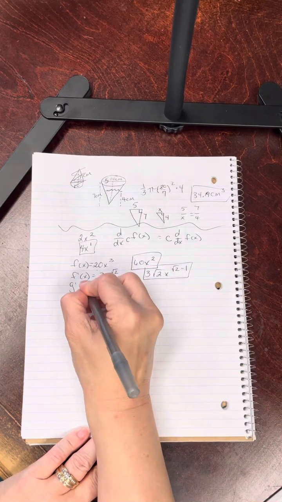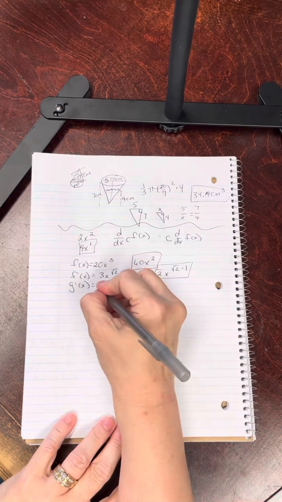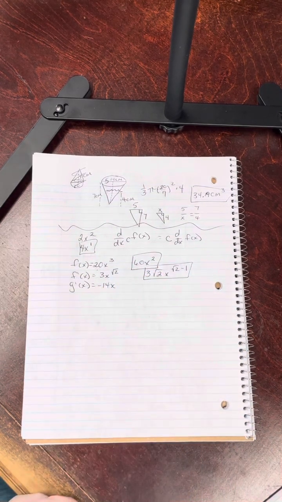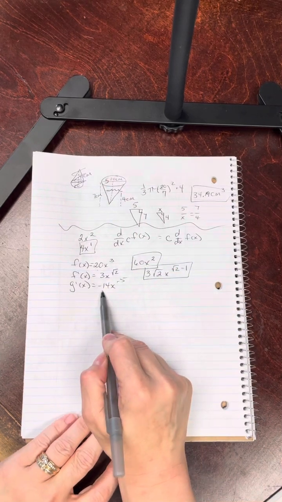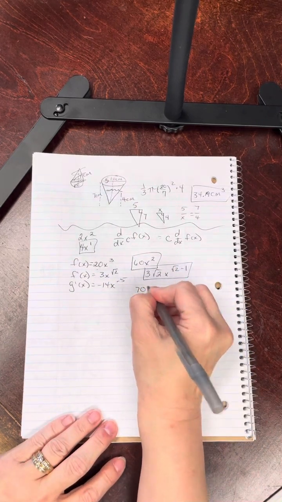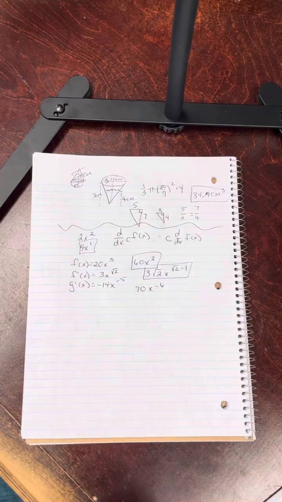Then they wanted g prime of x when g of x was negative 14, x to the negative 5th. So we're going to multiply negative 5 times negative 14 and get 70. X to the, and then minus another 1 is negative 6. There's the derivative.